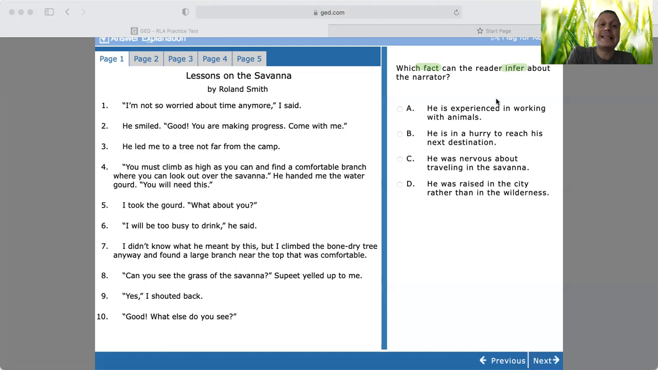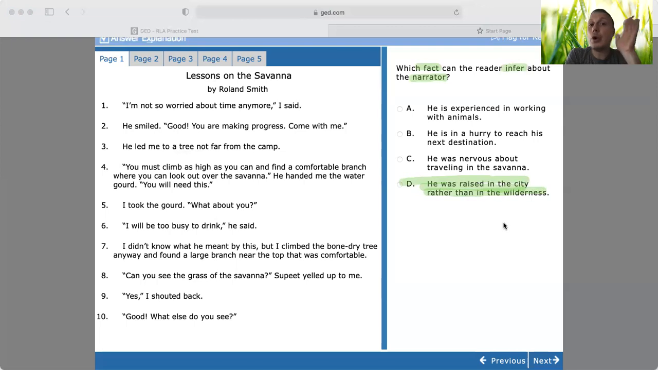Are we talking about the teacher, Supit? Yes, the teacher's experience in working with animals. Or are we talking about the person who's telling the story, right? So we want to know about the narrator, you who traveled in Africa and was inexperienced and was taught by this experienced guru, right? So for question number 2, the right answer would be D, that the narrator who is writing about the story traveled in Africa and he was raised in the city.